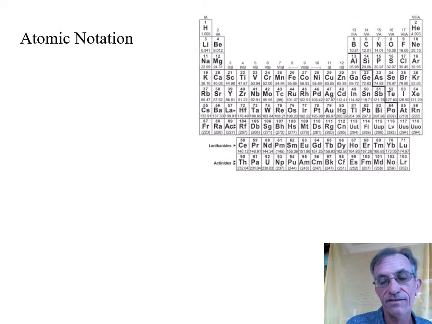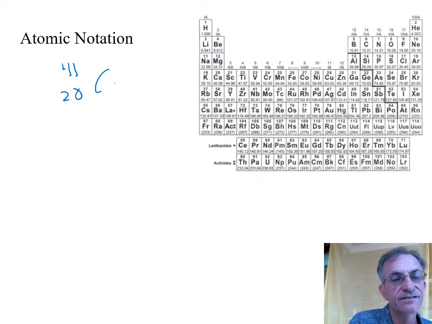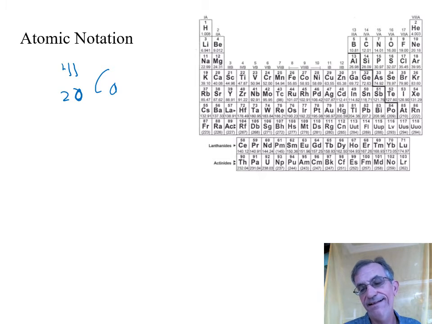Oh, I got to grab a different color here. I like blue, actually. We'll go back to blue. All right. I might write this down. And actually, I'm sorry. Give me 1 second. Let me move this over a little bit. Yeah, that'll work better. All right. I might write down this: 41 over 20 Ca. So that's a way of telling you all about this particular atom.